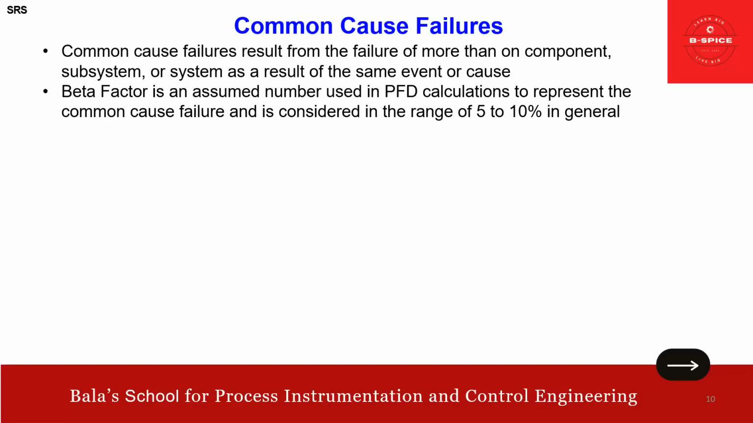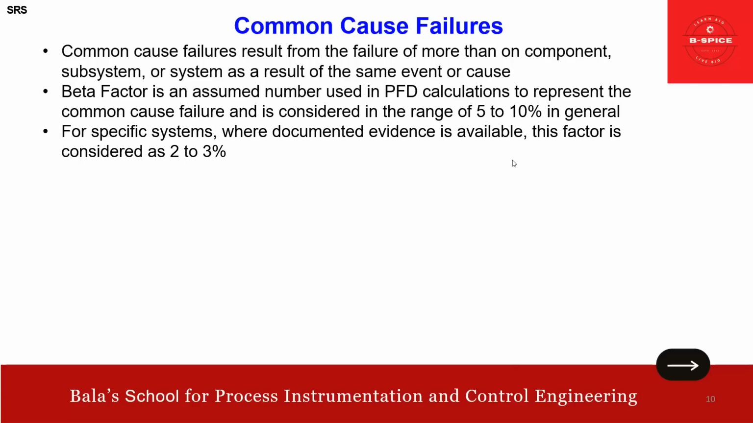Another point we need to see is the beta factor. You will be discussing that in the SIL verification. Basically, this beta factor is an assumed number used in PFD calculation to represent the common cause failure, and it is considered in the range of 5 to 10% in general. Always think in general, for beta factor we put 5 to 10%. Just remember this beta factor, friends.